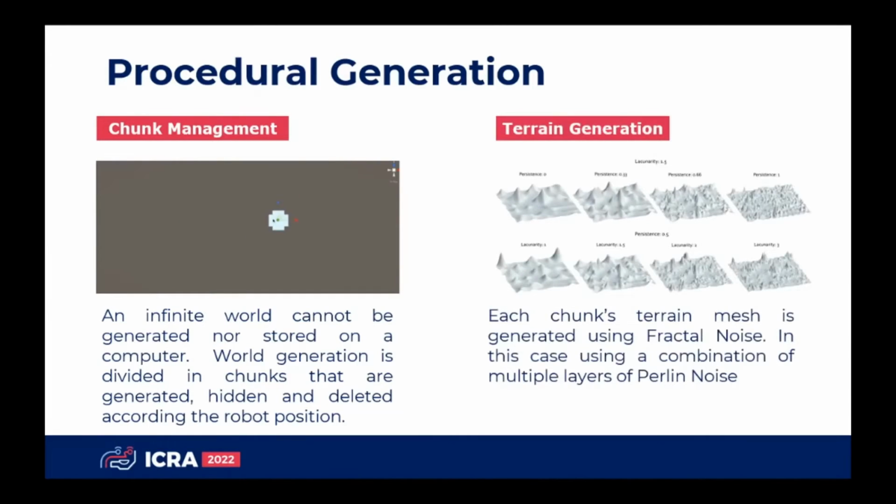And of course, the first thing we needed to generate was a terrain, and this is something which in the computer graphics community is very well established for a long time now. And once more, the gaming industry has already put a lot of effort here, so it's relatively easy to do. We generate a terrain mesh using fractal noise. In our case, using a combination of multiple layers of Perlin noise, and by setting up a few parameters, we can have different scenarios in terms of terrain.